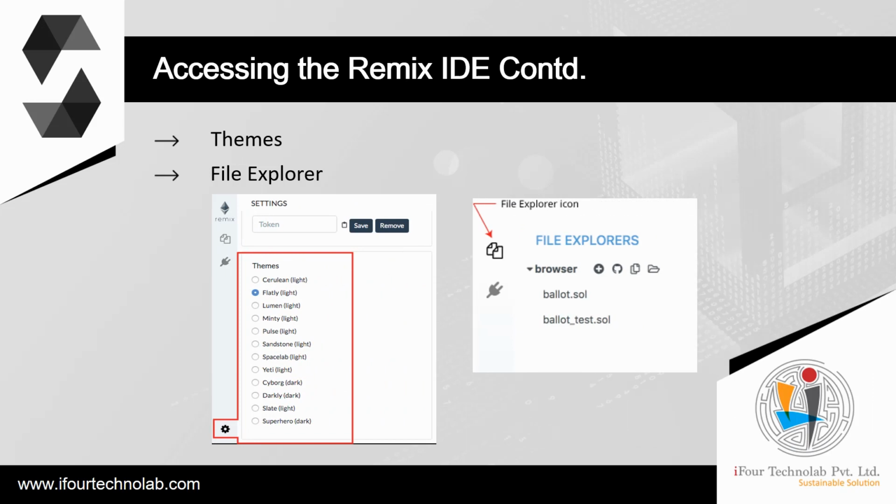File Explorer. To access the File Explorer, click the File Explorer icon. The File Explorer lists all the files stored in your browser by default. In the browser directory, you can see them. The File Explorer can rename, remove or add new files. Note that all the Solidity files you wrote will be permanently deleted by clearing the browser storage.